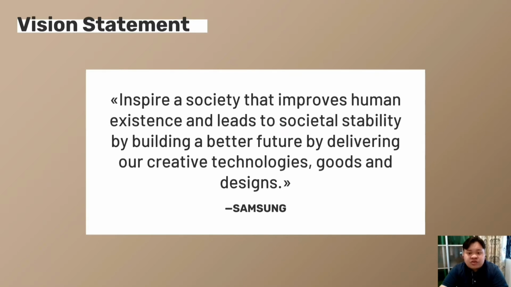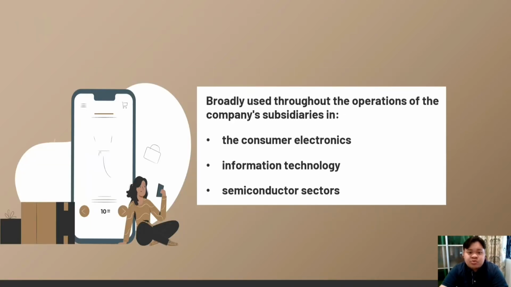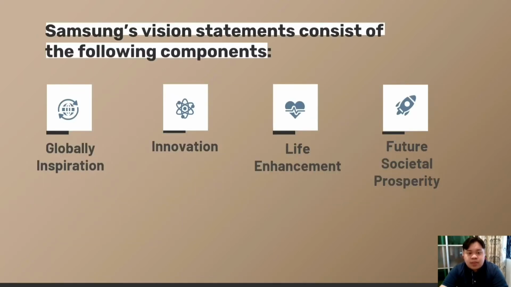Meanwhile, the vision of Samsung company is to inspire a society that improves human existence and leads to societal stability by building a better future by delivering our creative technologies, goods, and designs. This statement is broadly used throughout the operation of the company's subsidiaries in the consumer electronics, information technology, and semiconductor sectors. And lastly, Samsung's vision statement also consists of the following components, which are global inspiration, innovation, life enhancement, and future societal prosperity.